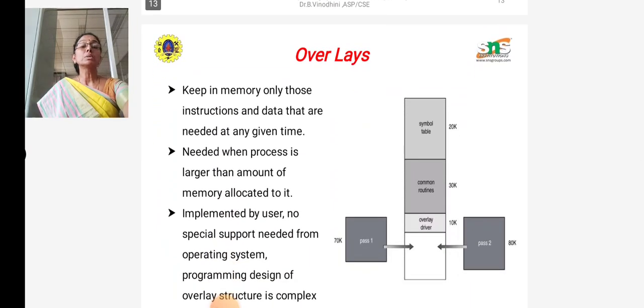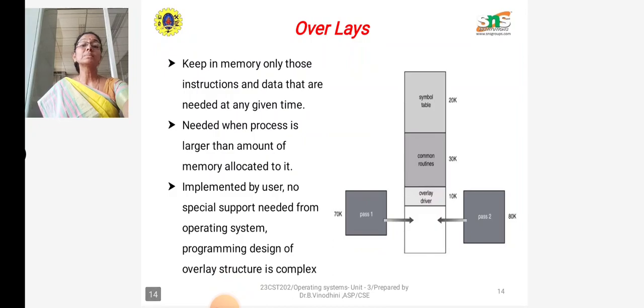Next we have the concept of overlays. What do overlays mean? We cannot keep the total size of all the processes in the physical memory. So we keep in memory only those instructions and data that are required at the time of execution. That is called overlays. Overlays means only the necessary instructions are loaded into the physical memory.